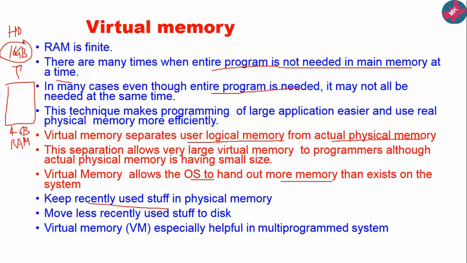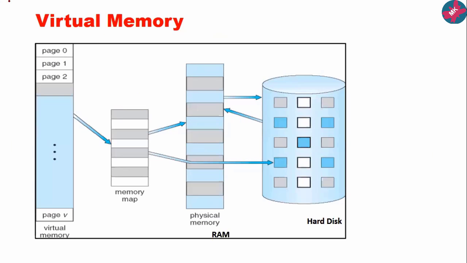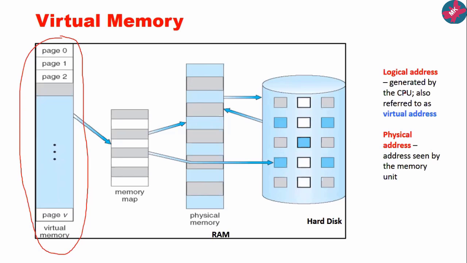So let us see how it is actually implemented with the diagram. See here, this is our hard disk, and this is our physical memory. And here, this is our virtual memory. This virtual memory is actually kept on the hard disk, and on this virtual memory there will be the logical address. This logical address will be generated by the CPU and will be known as the virtual address. But you cannot put it directly into the RAM like that.